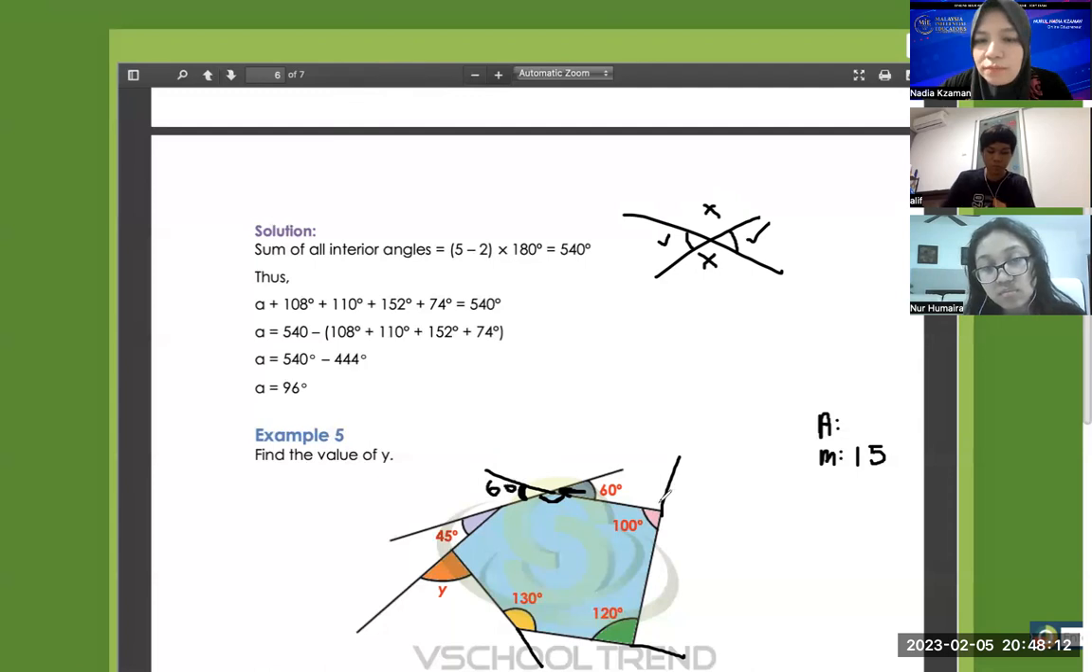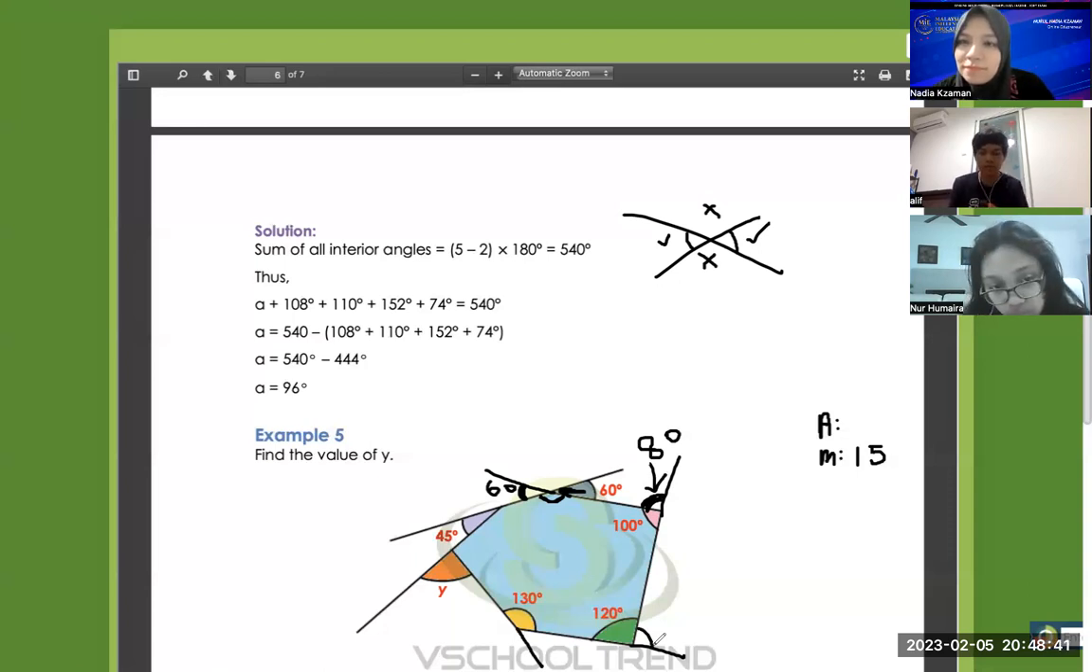Okay, how about this one? What is the angle for this side? Is it 100 for exterior angle? This exterior angle. Alif? 80. Okay, for this one, you get 80. How about this one, Alif? 120.